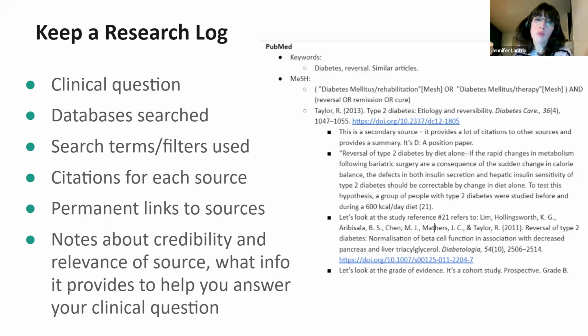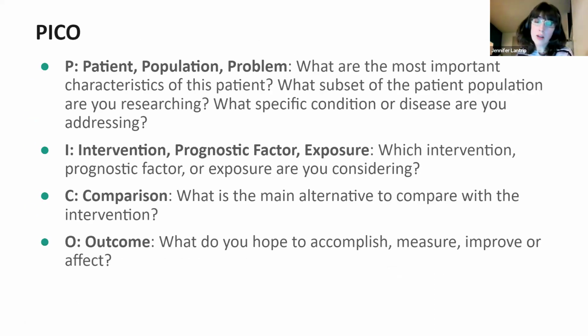When you find a relevant source, immediately get the full citation in APA format and the permanent link to the source. If you choose, you might also download the source. This will save you a lot of time. Finally, make any notes about the source, such as its relevance to your clinical question, its credibility, and what information it provides to help you answer your clinical question. This will also save you time because you'll be able to remember later why you saved each source. Okay, now you're ready to start your research.